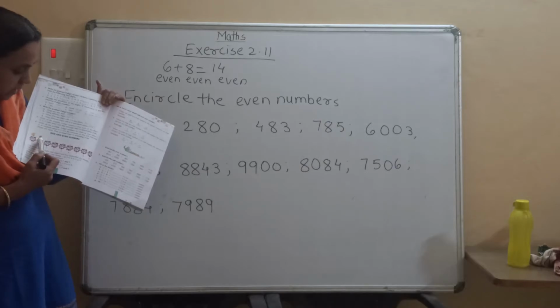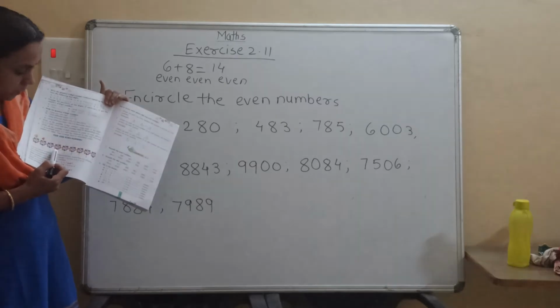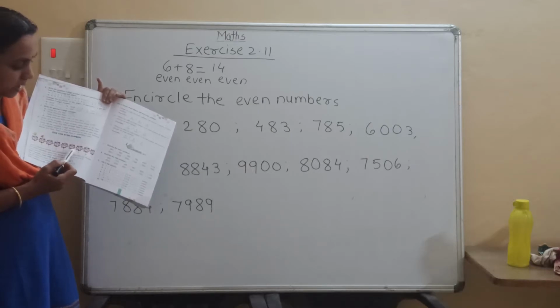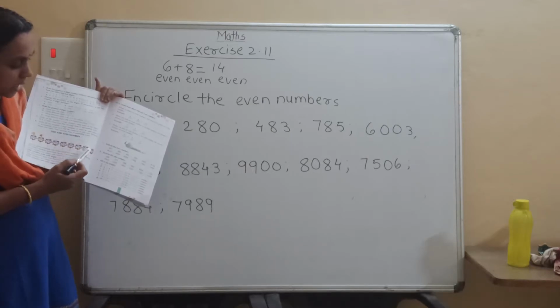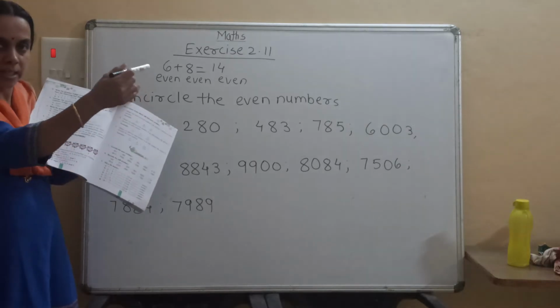Then the butterfly sitting on this number 2 will fly to 4. 2 plus 2 is 4. Then the butterfly sitting on that number 4 will fly to 6. After that it will fly from 6 to 8. After that it will fly from 8 to 10, like this.